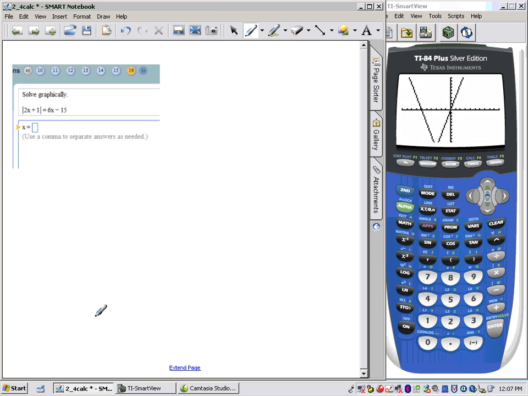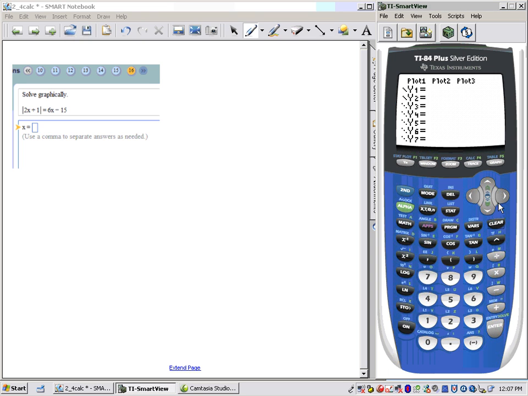Now, our last problem here is to solve graphically where absolute value of 2x plus 1 is equal to 6x minus 15. Well, hopefully no surprises here. You can enter absolute value of 2x plus 1 and enter. Now notice the right side is just a linear expression. There's no absolute value, so 6x minus 15. And enter. And graph.